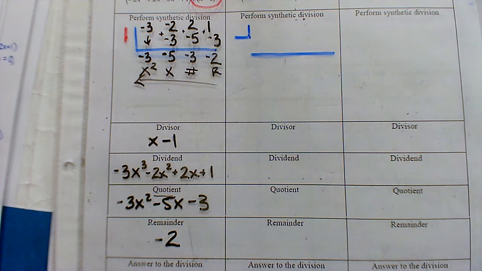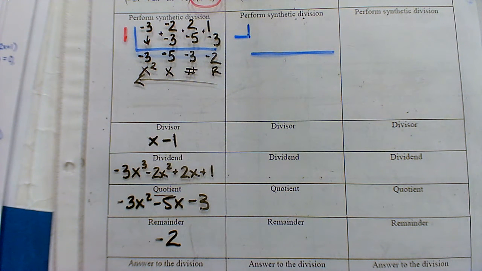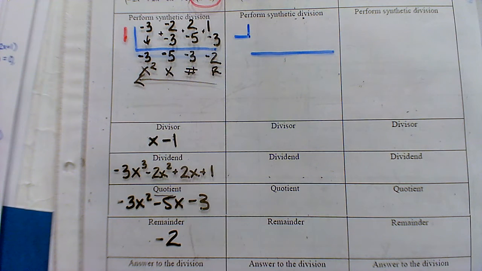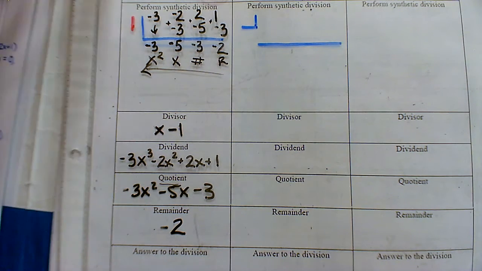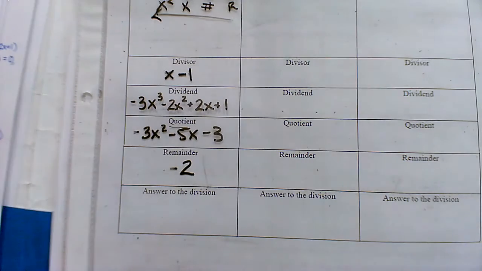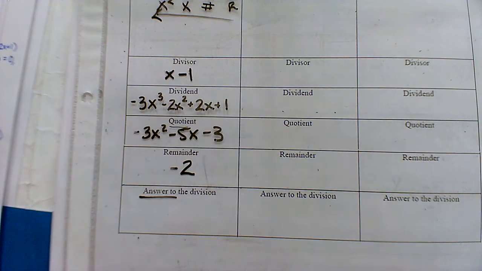Okay, so the actual division process is just numbers, but you got to go back and put the variables next to those numbers appropriately. Okay, so now that we have all of these different pieces labeled, let's see what the answer to the division looks like.